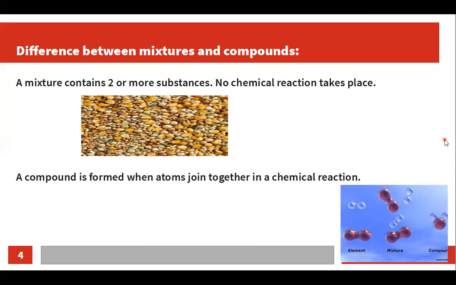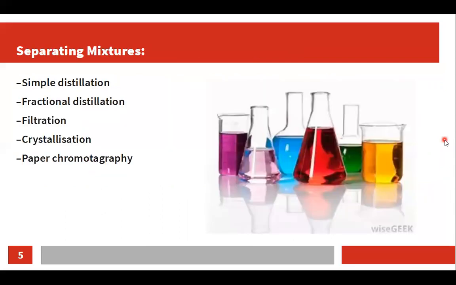We have five main ways that we can separate mixtures. Remember, a mixture is when you put substances together with no chemical reaction. So we've got five different ways that we need to talk about: simple distillation, fractional distillation, filtration, crystallization, and paper chromatography.